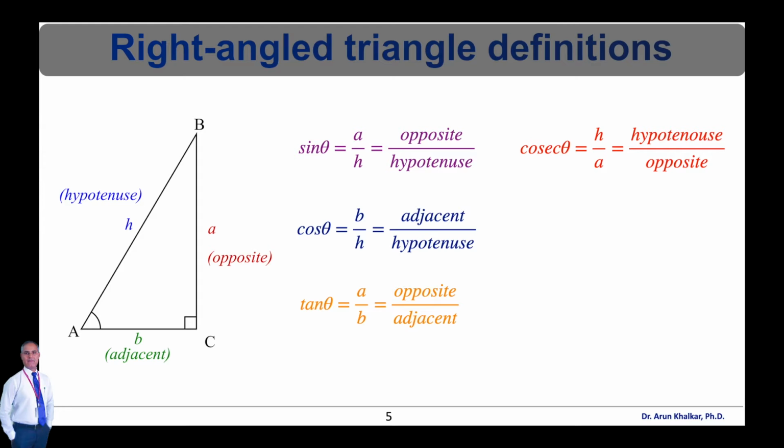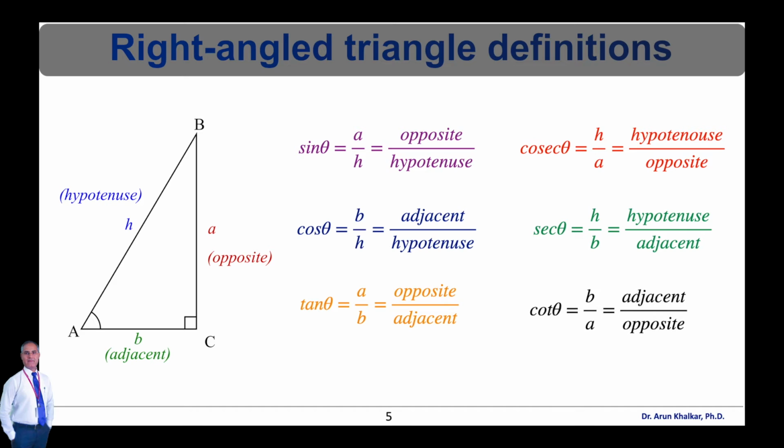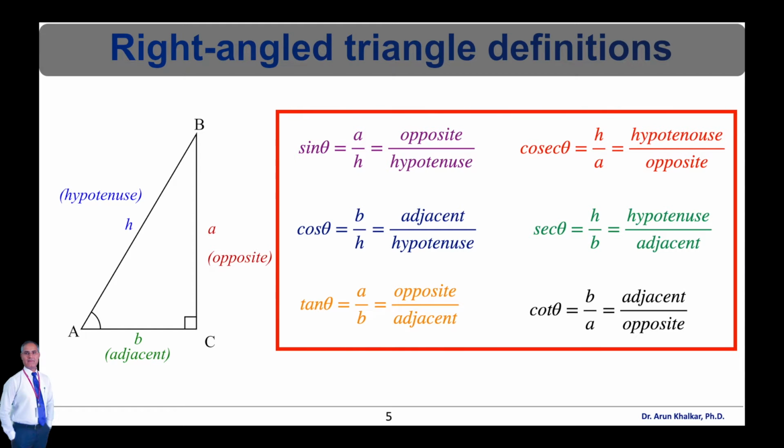cosec theta is equal to H upon A is equal to hypotenuse upon opposite. Sec theta is equal to H upon B, that is hypotenuse upon adjacent, and finally cot theta is equal to B upon A is equal to adjacent upon opposite.